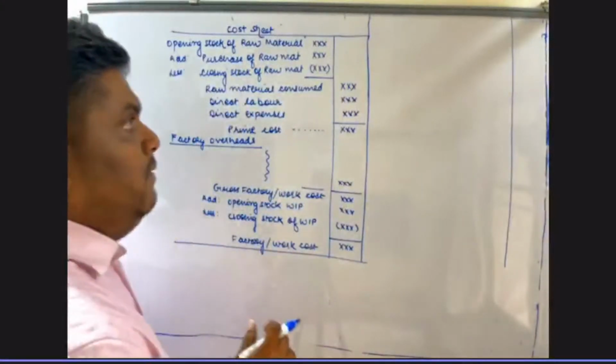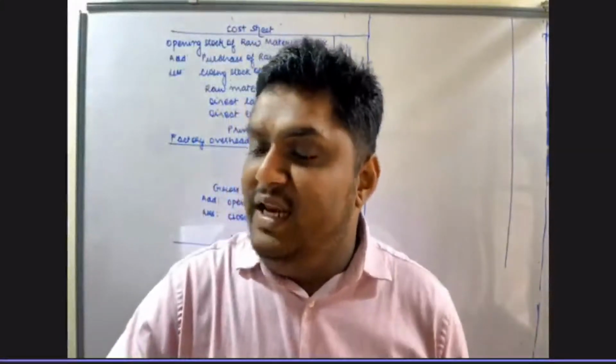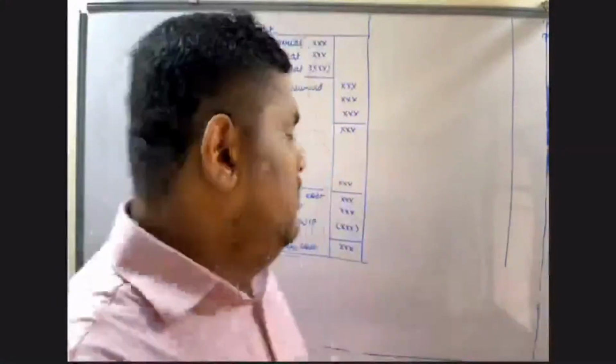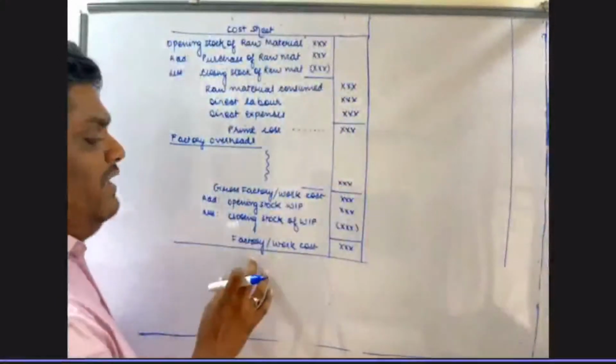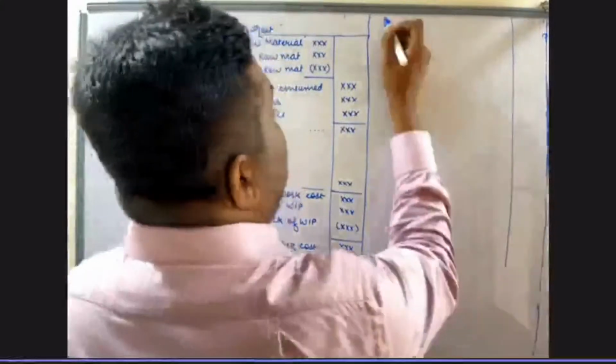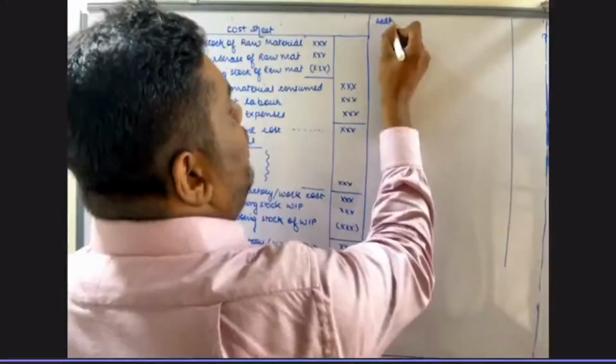Now, yes, delivery vehicle depreciation will form part of distribution overheads. So this is how we will calculate the factory cost or work cost. Now, thereafter we will add 4 more points, very important points.